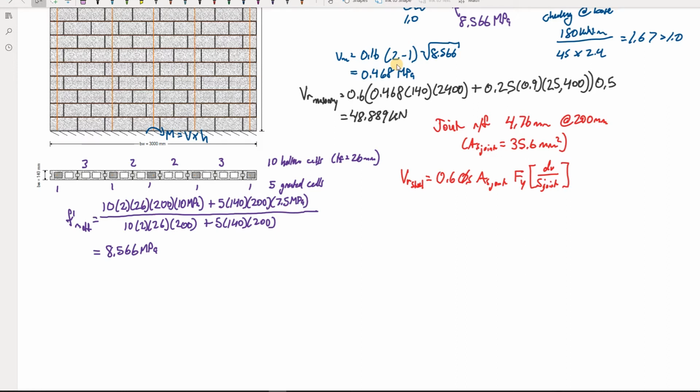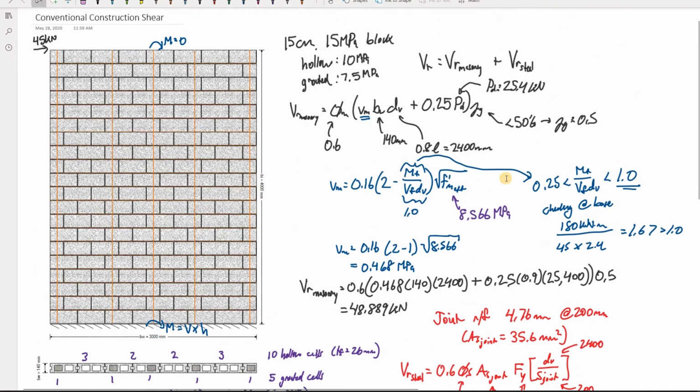So let's see. We know 0.6 is the number. Phi_S for deformed rebar reinforcement, we're using 0.85. We know this value here is 35.6. I'm going to use 400 MPa as my yield strength. d_V, we figured out before, 2400. And then we have our spacing, if it's placed at every single course, that's 200. If we plug these numbers in, I get 87.15 kilonewtons.